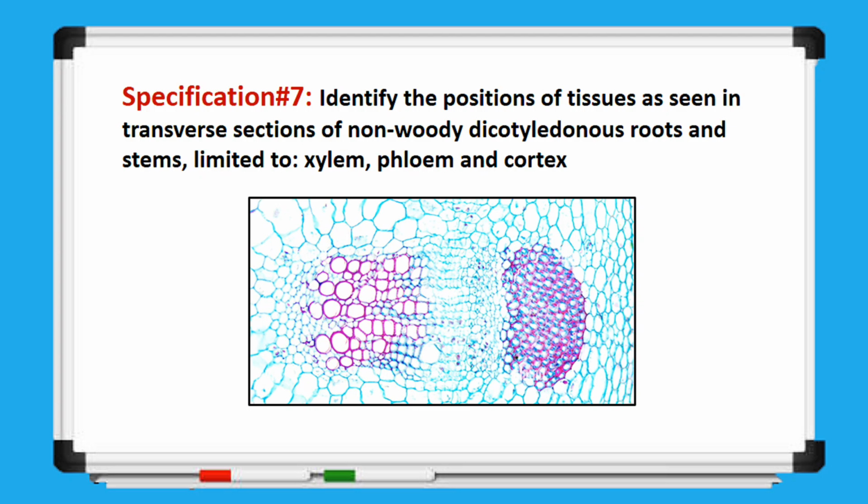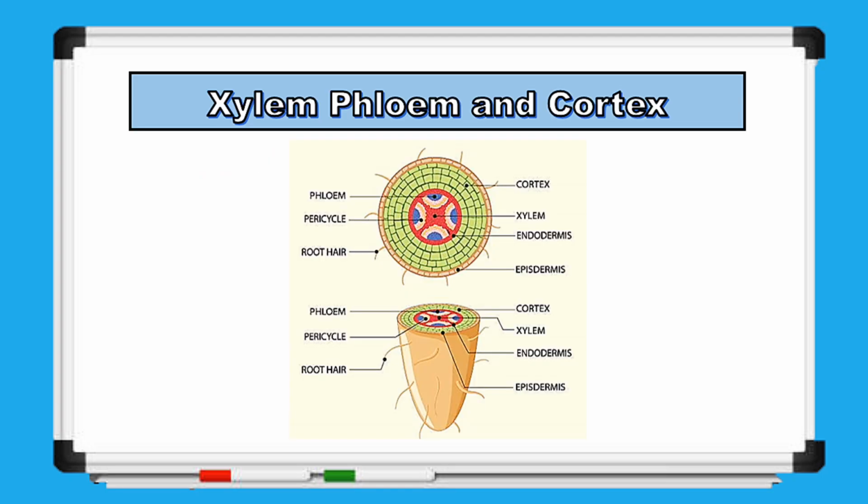Next, we move on to specification number 7, which asks us to identify the positions of tissues in transverse sections of non-woody dicot roots and stems, specifically the xylem, phloem, and cortex. So, in this section, we will focus on how to recognize and locate these tissues in the cross-section. Let's start by looking at the cross-section of a root and identifying its structures.